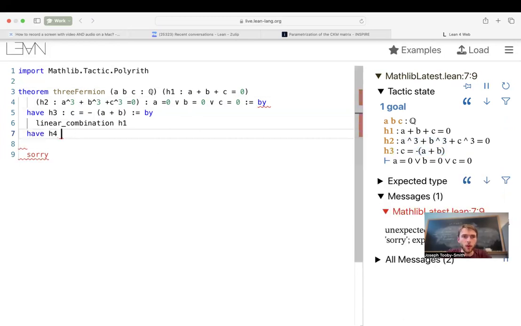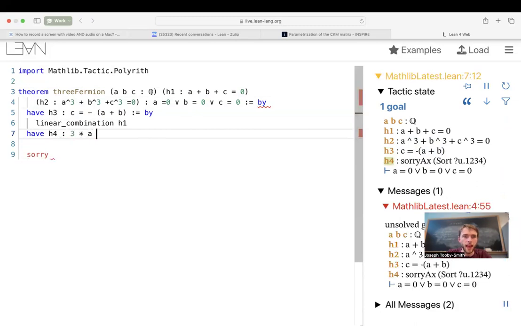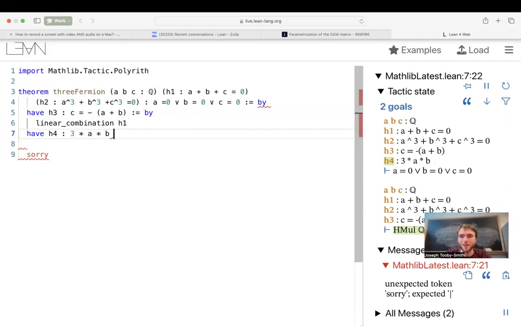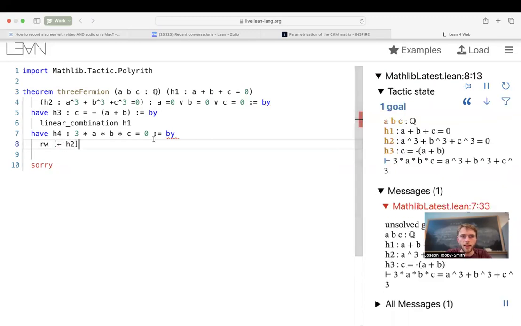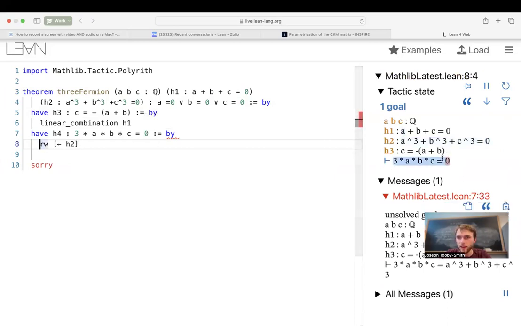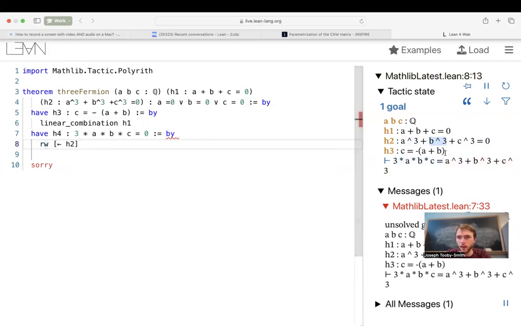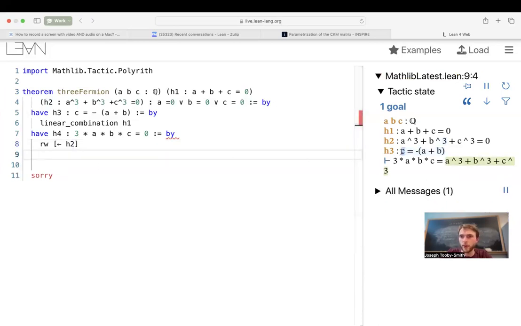We now want to prove H4, and we're going to prove that 3 times A times B times C is equal to 0. So now we have to prove this statement here. The first thing we're going to do is rewrite left H2. So that's going to replace the 0 that we have. If I put my cursor here, you'll see that we had a 0 here, and after, it's replaced with this. And this arrow here was backslash L. And that replaced that.